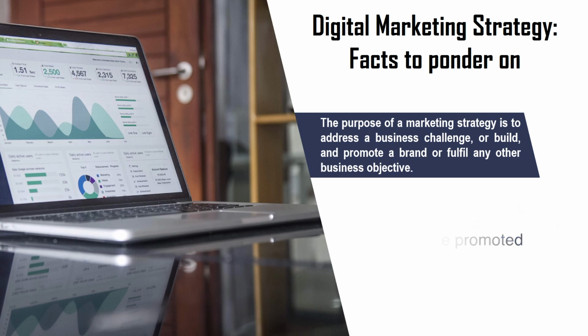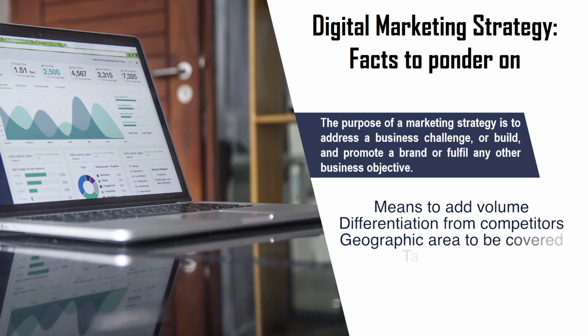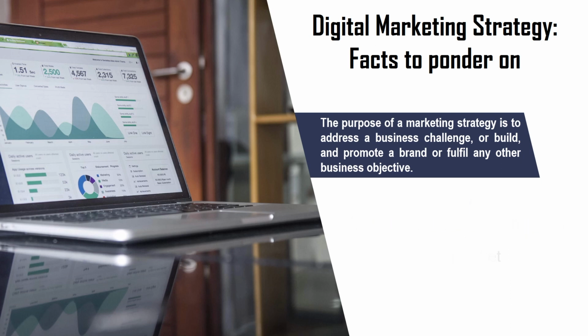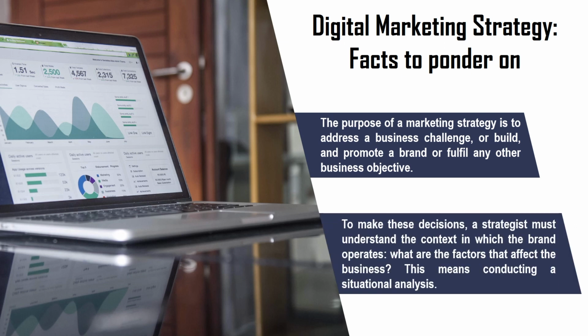Decisions required before strategizing include means to add value, differentiation from competitors, geographic area to be covered, target market, etc. Each of these choices will result in a vastly different strategic direction. So, to make these decisions, a strategist must understand the context in which the brand operates. Now, how do we understand that context? That is understood through conducting a situational analysis. What is situational analysis? Basically, it involves analyzing 4 parts in your market.